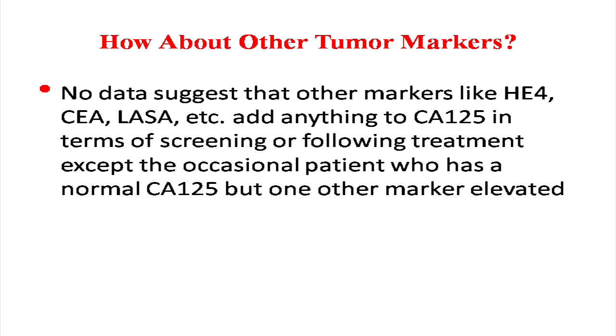How about other tumor markers? Well, there are many tumor markers that have been purported to assist in helping pick up early ovarian cancer as a screening tool or in following patients that have ovarian cancer in terms of how they're doing. Some of these are HE4, CEA, LASA, but so far none of those have really added anything to just the CA125 in terms of screening or in following treatment, except for the occasional patient who has a normal CA125, but one of the other markers is elevated.